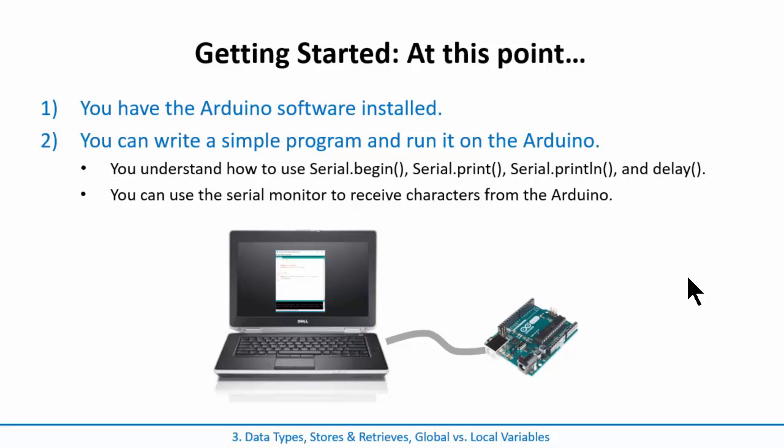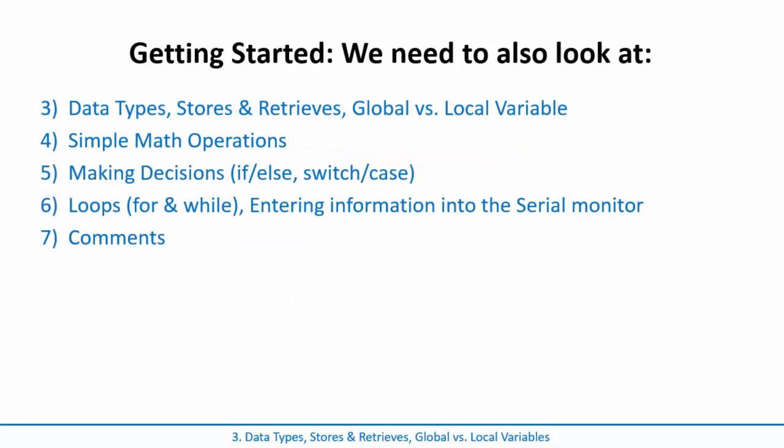Okay, but what else do we need? If you're going to be doing any computer program, you're also going to need to look at things like data types and how the data types are used when you assign them to other variables. We also got to look at the notion of global and local variables. And then we also want to look at simple math operations, making decisions using if, then, and case statements. And of course we need loops, and there's two really common loops, for and while loops. We can use loops to enter information into the serial monitor, which is kind of neat. And then finally comments. Once we get through this, then it's basically looking at just using the Arduino to actually accomplish real tasks.